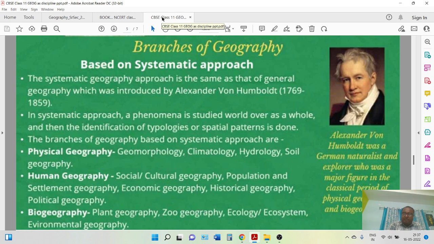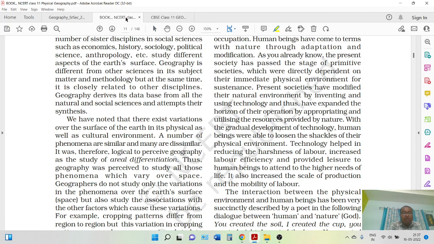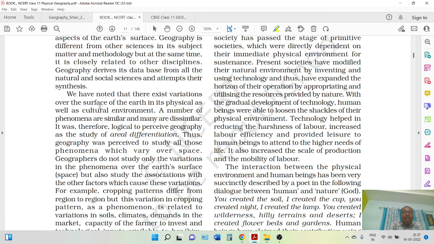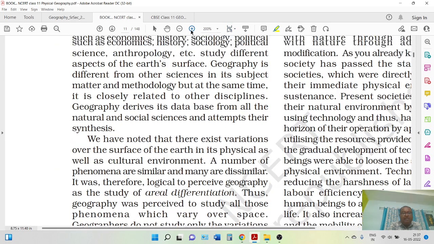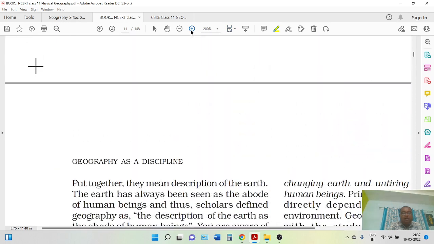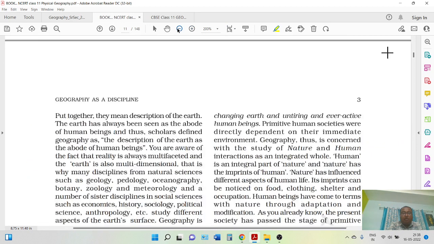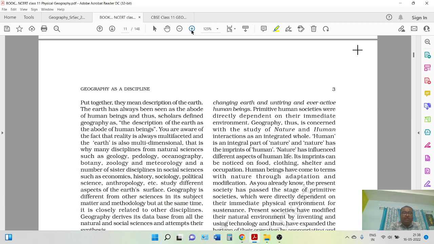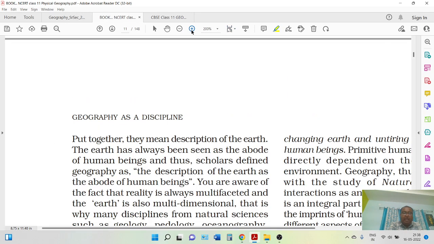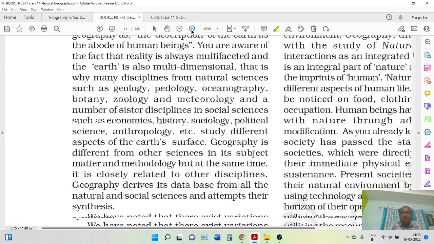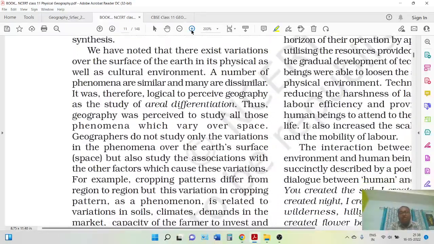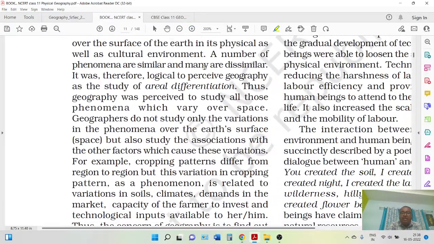Next we will discuss a very important concept. It is in your book, and this concept is known as areal differentiation. Okay, areal differentiation. It is on page number, I think, just wait 1 minute, page number 3. It is on page number 3, the areal differentiation. Okay, so what is area? Anyone have any idea? Areal differentiation, we will understand today what it is.